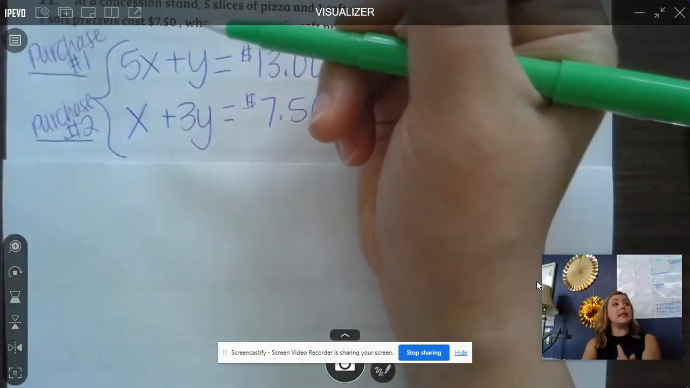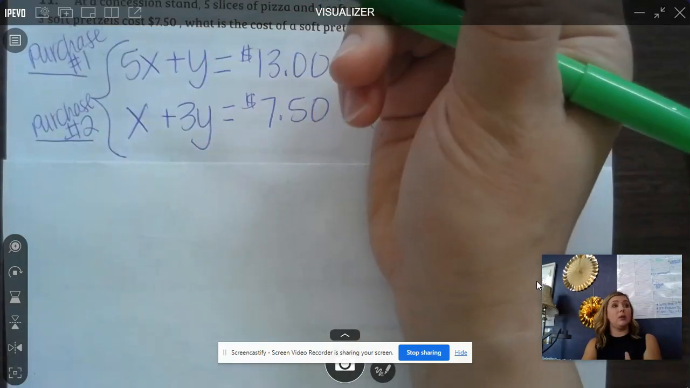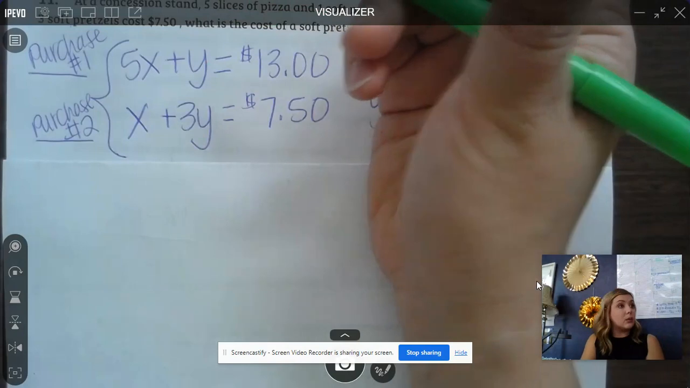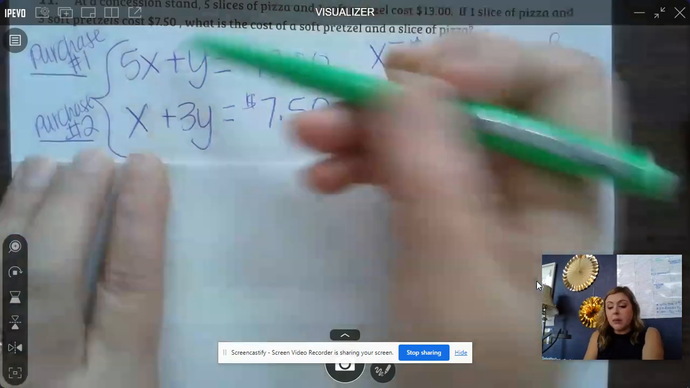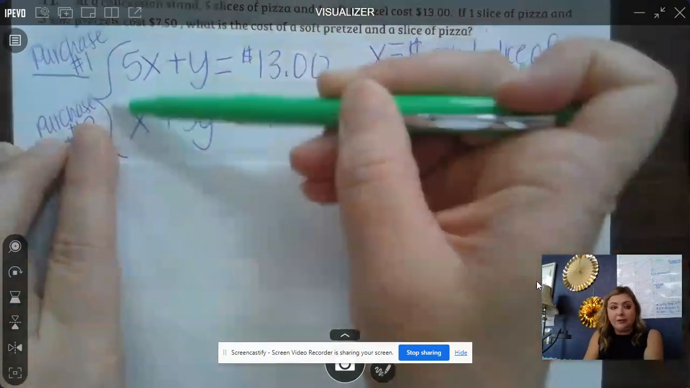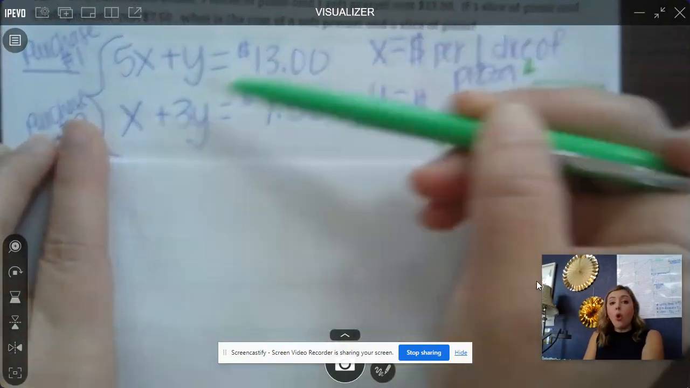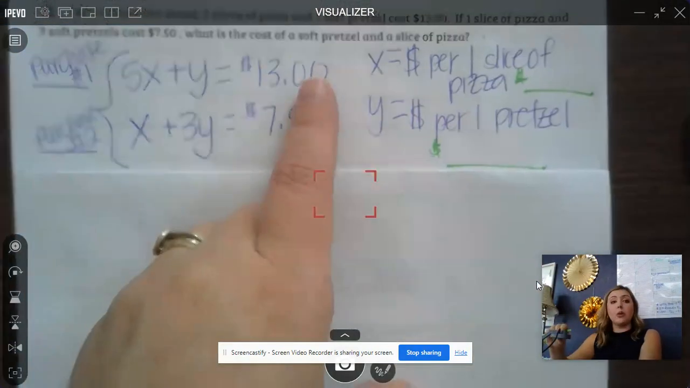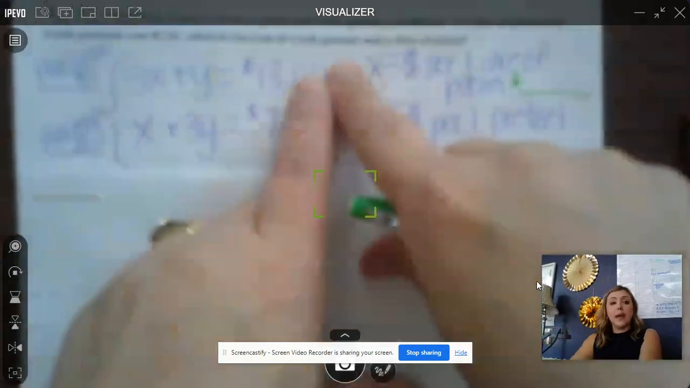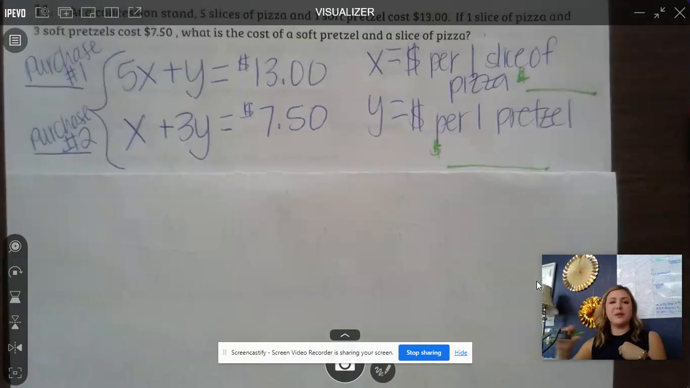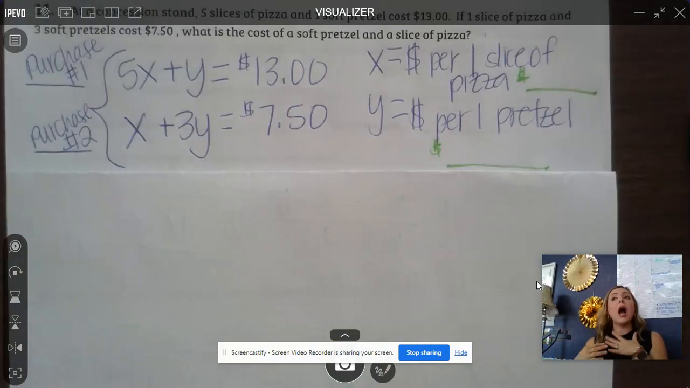No, but can I easily make one of them ready to cancel? Yes, I would consider x or y easy to cancel, right? Because I could multiply this whole equation by -5 and cancel out 5 and -5. Or I can multiply this whole first equation by -3 and cancel out -3y and 3y. I always want to do smaller math when I can.